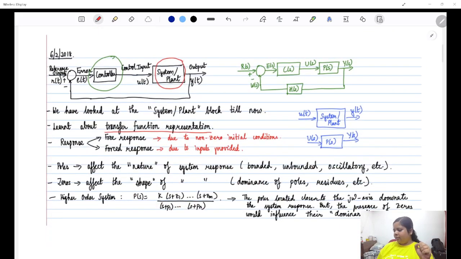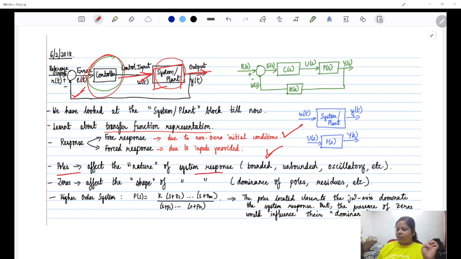But before that, let's move to the controller. We have already seen that the controller acts on the error derived from the system, and then there is a control input from the controller which is applied to the plant for correction of the output, right? We have also seen the free and forced response due to non-zero initial conditions and due to the inputs provided.